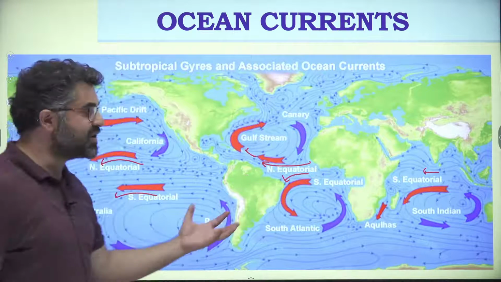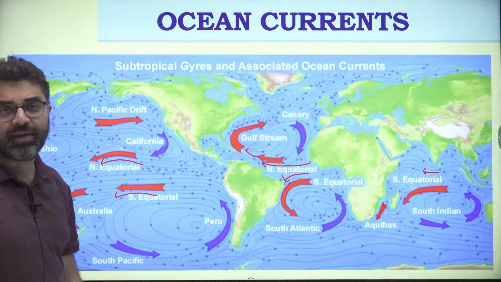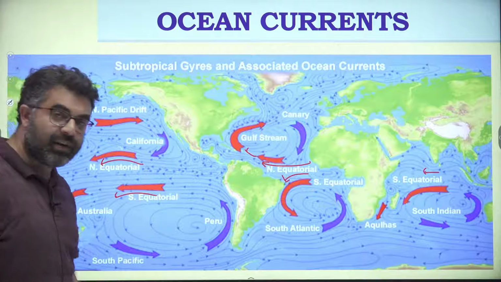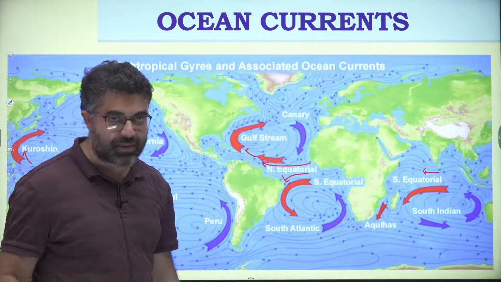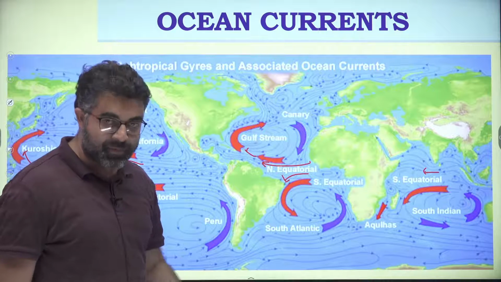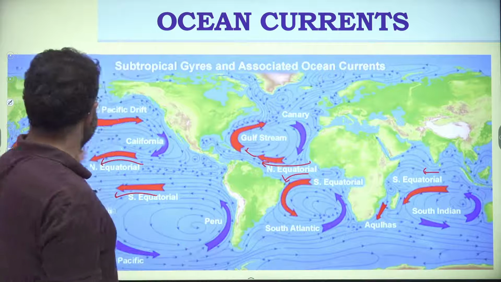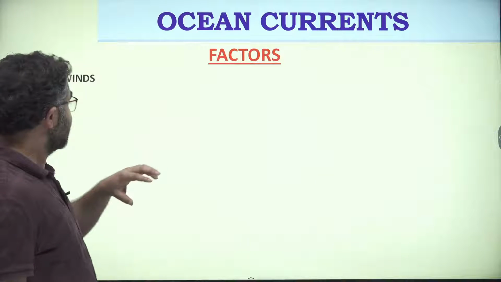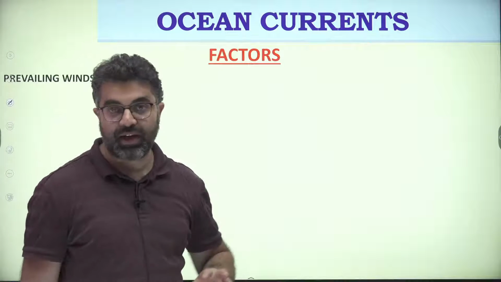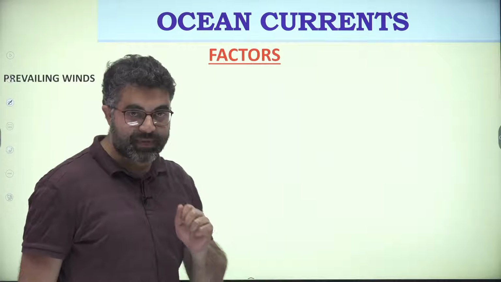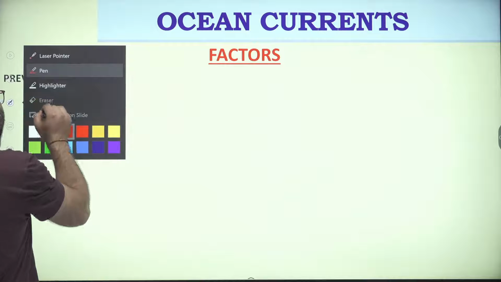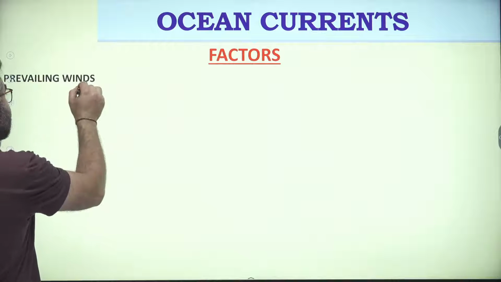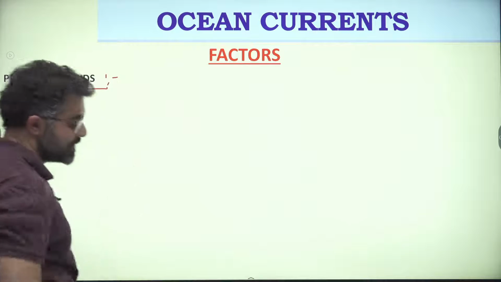Some of them you would see are warm currents, some of them you see are cold currents. How are they formed? Why are they formed? How do they work? All that will be discussed one by one. But before that, what we are going to have a discussion on is the factors which affect ocean currents. As we see here, the first factor is the prevailing wind.